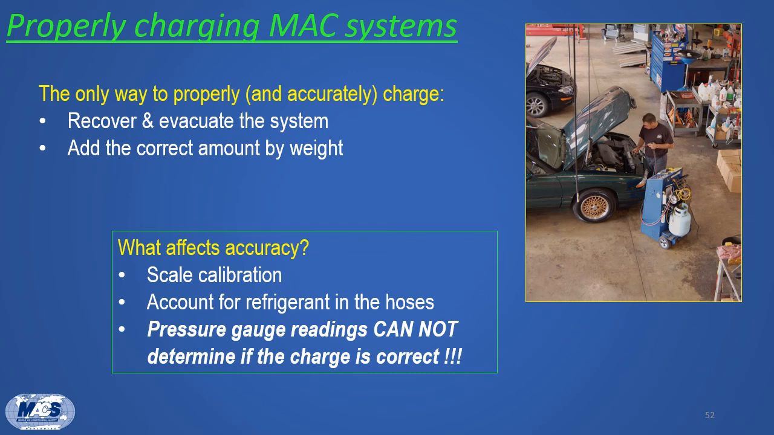To reduce refrigerant emissions, newer mobile AC systems use less refrigerant. Because of this, today's newest systems are critical charge. A critical charge system is one that is substantially less tolerant to variations in charge. The only way to properly and accurately charge a mobile AC system is to recover the refrigerant charge, evacuate the system, and then add the correct amount of refrigerant by weight using an accurate scale. Pressure gauge readings cannot determine if the charge is correct.